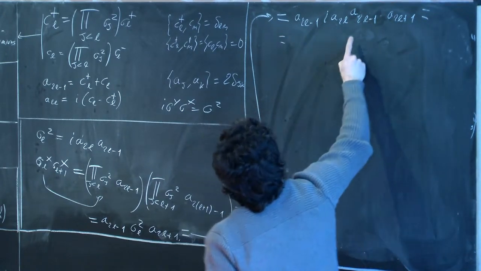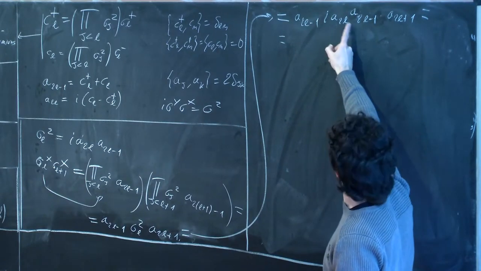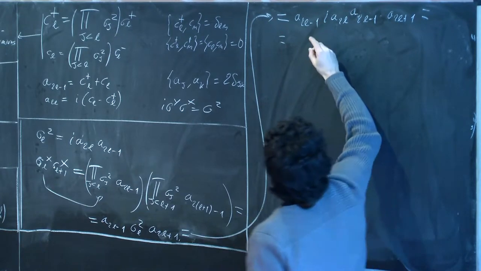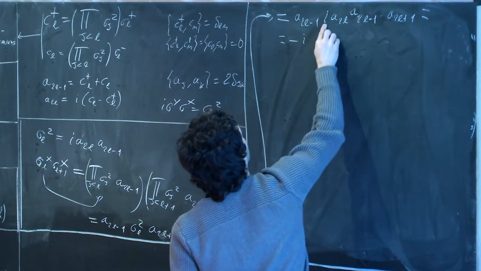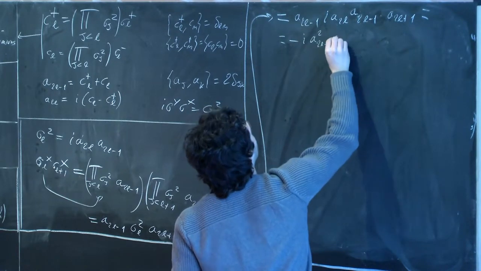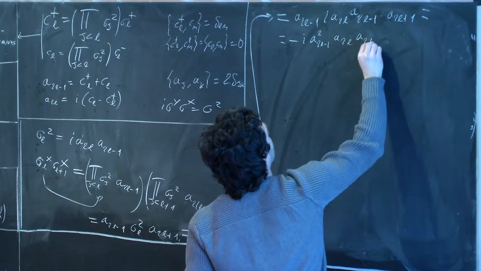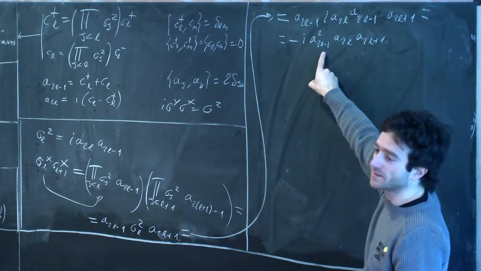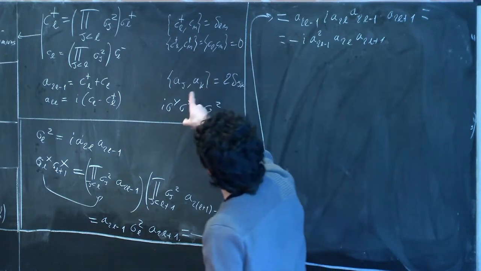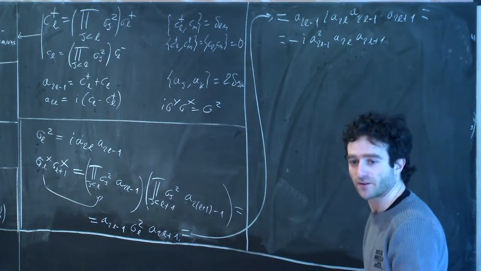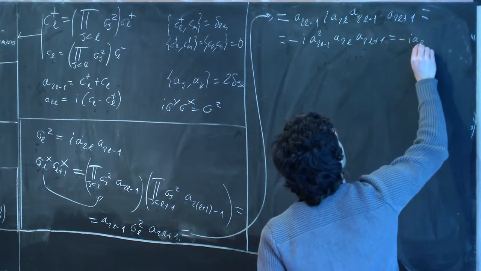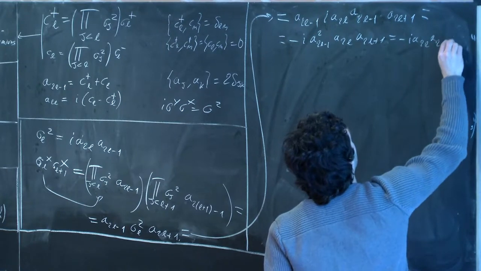Now, we know that the Majorana fermions anti-commute at different sites. So we have a minus sign, let's put the i here. Then you have A 2L minus 1 squared, A 2L plus 1. But what is this? This is equal to 1 because of the anti-commutation relation. So when you square the Majorana fermion, you find 1. So this is equal to minus i, A 2L plus 1.